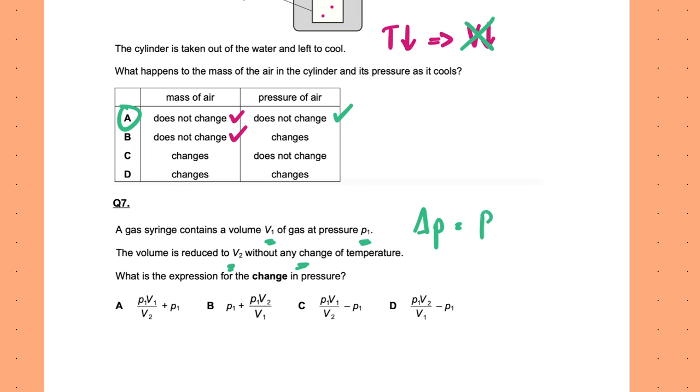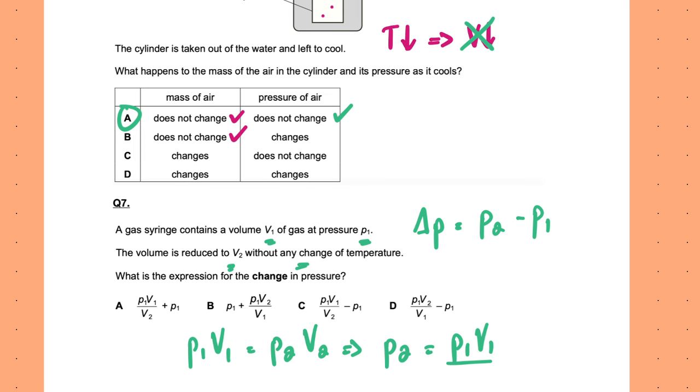So that would be P2 minus P1, P2 being the final pressure, P1 being the initial pressure. So initial pressure is just P1, and if I want to find P2, I can use P1 V1 equals P2 V2. So P2 would then become P1 V1 over V2, right? So P1 V1 over V2 minus P1. So that becomes option C. Let's go on.